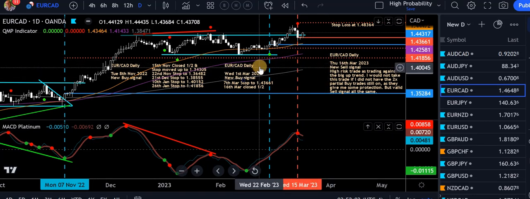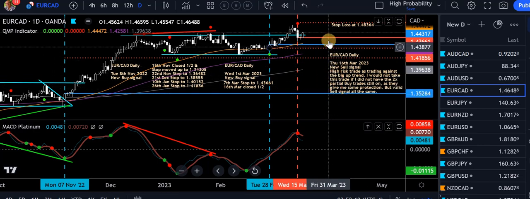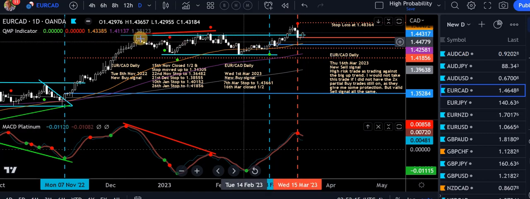High risk traders trading against the uptrend. You can see the moving averages, it's an uptrend. Now, I wouldn't have taken this trade if I didn't have the 2 partial buy trades on, as they give me some protection, all right? So I was concerned about this.